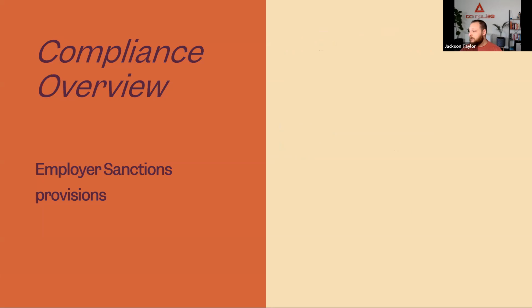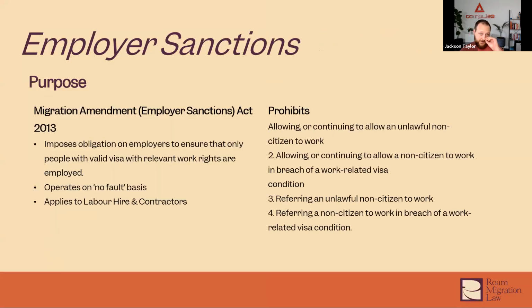So to drill down just a little bit further into these three areas, the employer sanctions, if you recall, these were the laws that were introduced in 2013 to make sure that employers only employ people with a valid visa and with the correct work rights. Now, again, this operates on a no-fault basis. What does that mean? What is a no-fault basis?